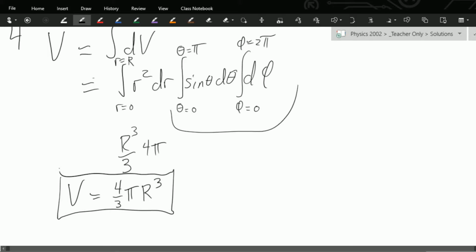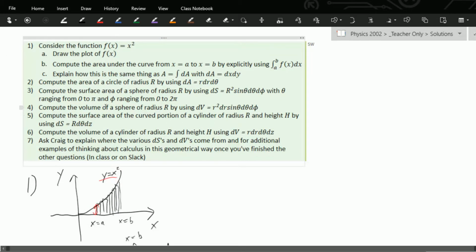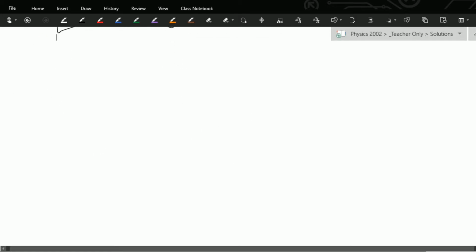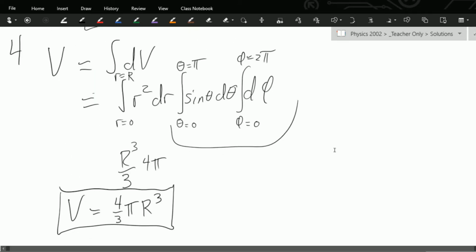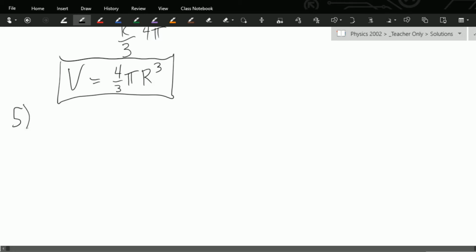Okay? All right, so the next one that we have has to do with the surface area and volume of cylinders. So I'm going to kind of just do these sequentially. So this is going to be problem 5 and 6. So for problem 5, we're going to have the surface area of a cylinder, where ds is going to be 2 pi times r times dz, right?